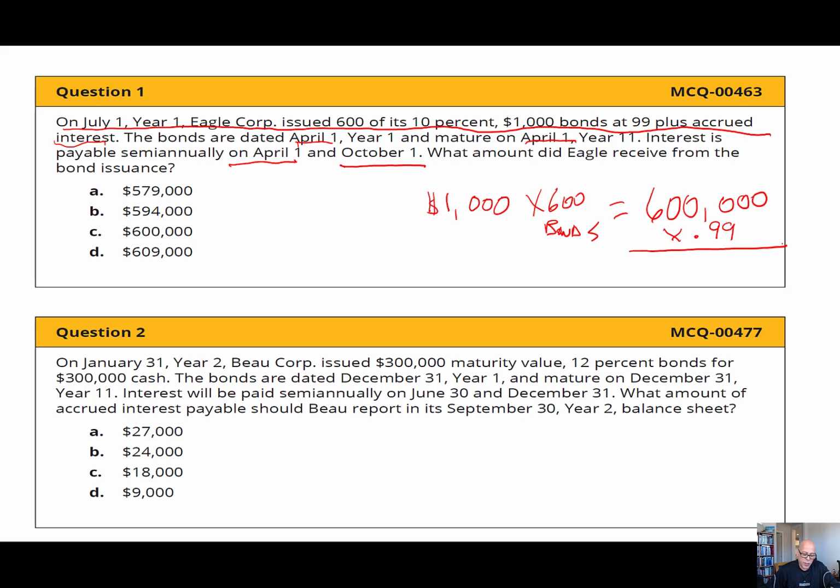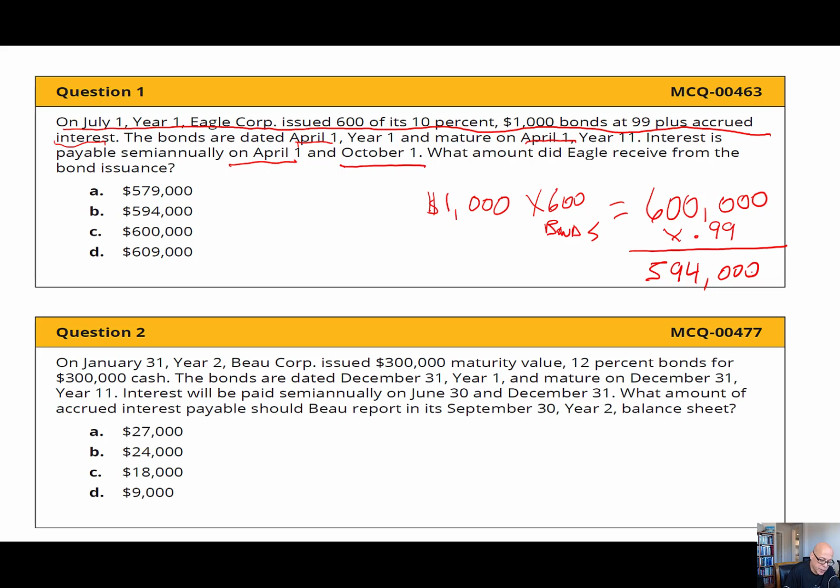So you would take that 600 times 0.99, that's going to give you 594,000. Now, I know I'm going to get that because they issued it at 99, but I also have to collect this interest that is accrued for what? For now, all of April, all of May, all of June, for those 3 months.